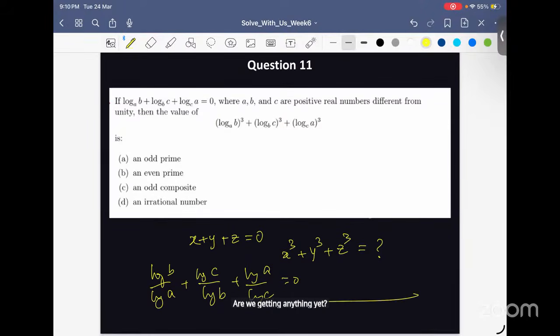So if we just get log of b times log of c, log of a, log of b, log of c, log of b and ac plus log of... I will not get anything from there, I guess.